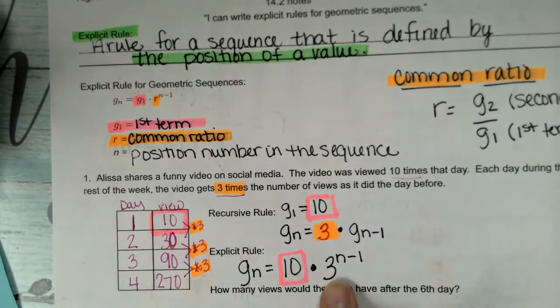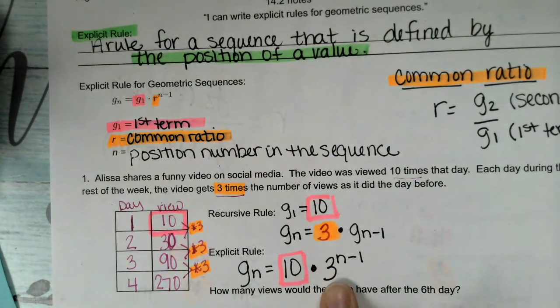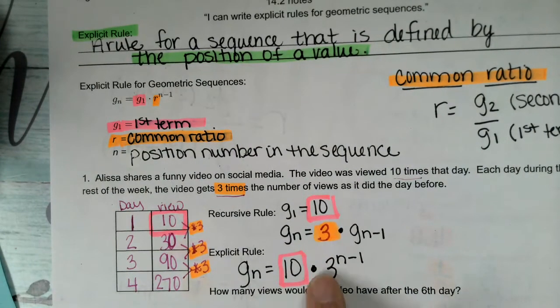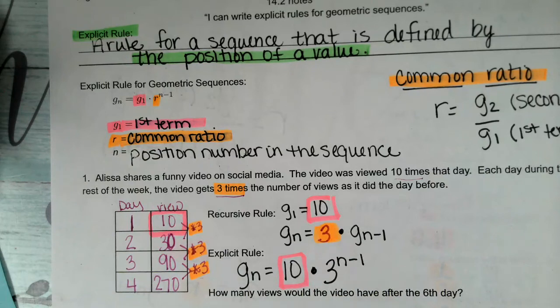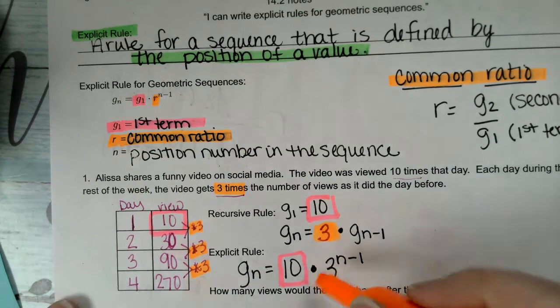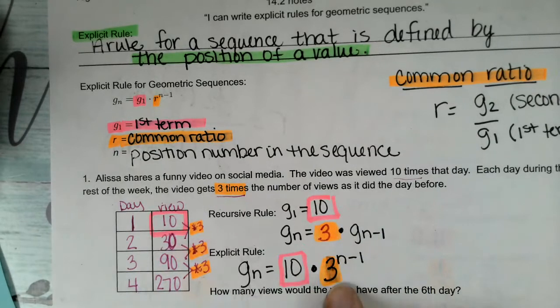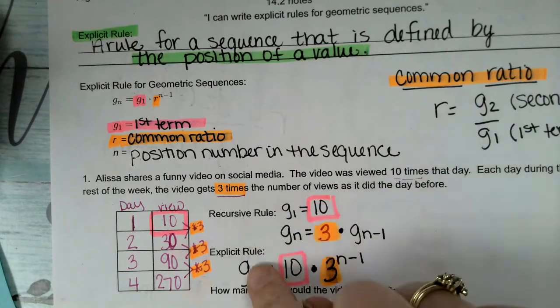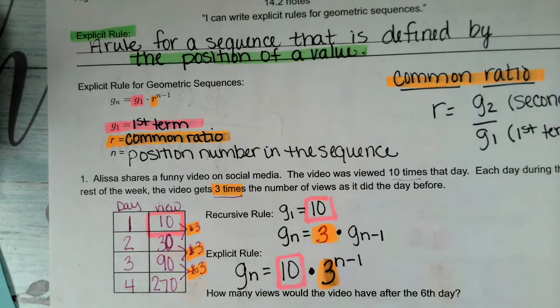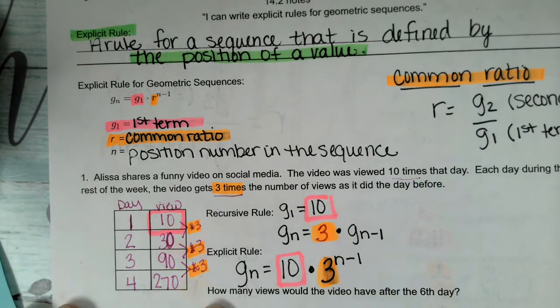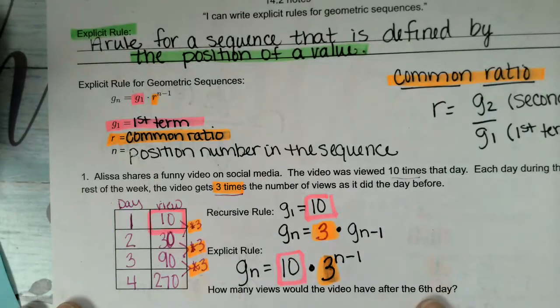Now, sometimes that r value is a fraction, and when it is a fraction in the explicit rule, you're going to need to put parentheses around it. But in this case, it's not, so you don't have to. Now, if I highlight it so you can see where everything came from, you'll see that the 3 and the 10 are found in both the recursive and the explicit rule because they are using the exact same information, just in different orders. So now it says, how many views would the video have after the 6th day?